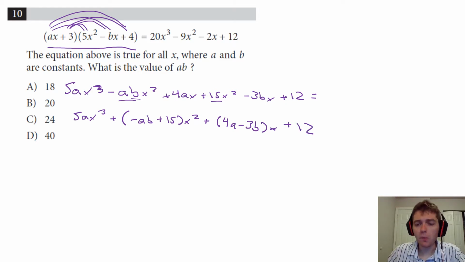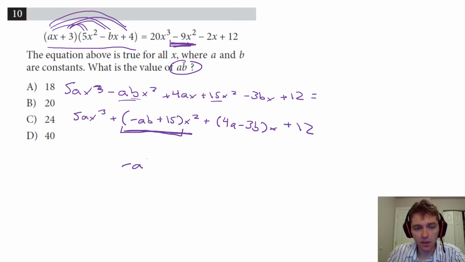At this point, go back to what you're actually being asked for, and that is, what is the value of ab? The only place ab appears in this equation is in your x squared term. So you can know that this x squared term has to be equal to the x squared term on the right-hand side. You can take a lot of the complexity out of this problem by simply setting the multiplier for x squared from one side equal to the multiplier for x squared from the other side. That makes it simply negative ab plus 15 is equal to negative 9.